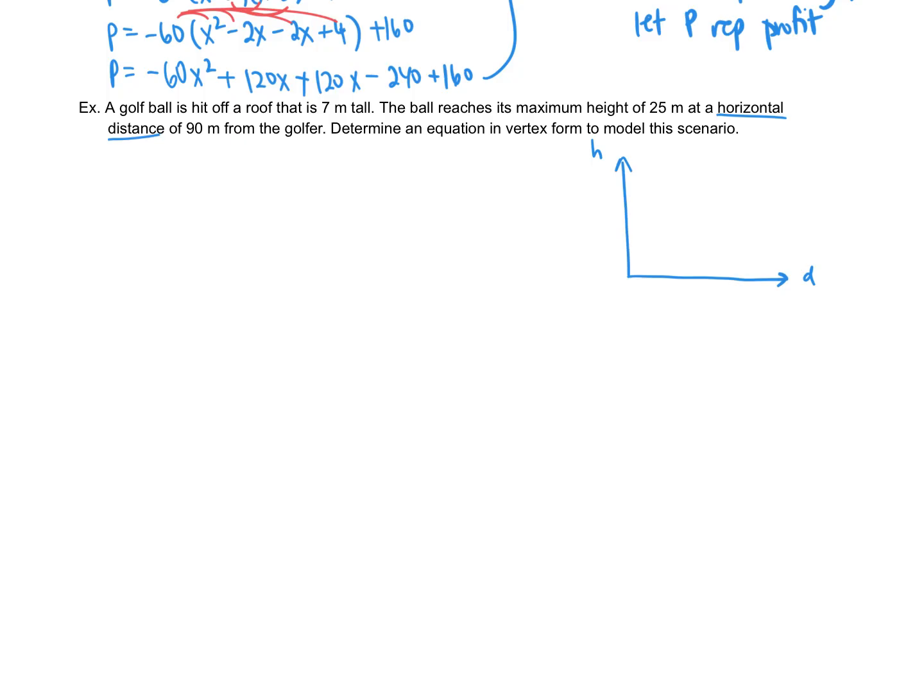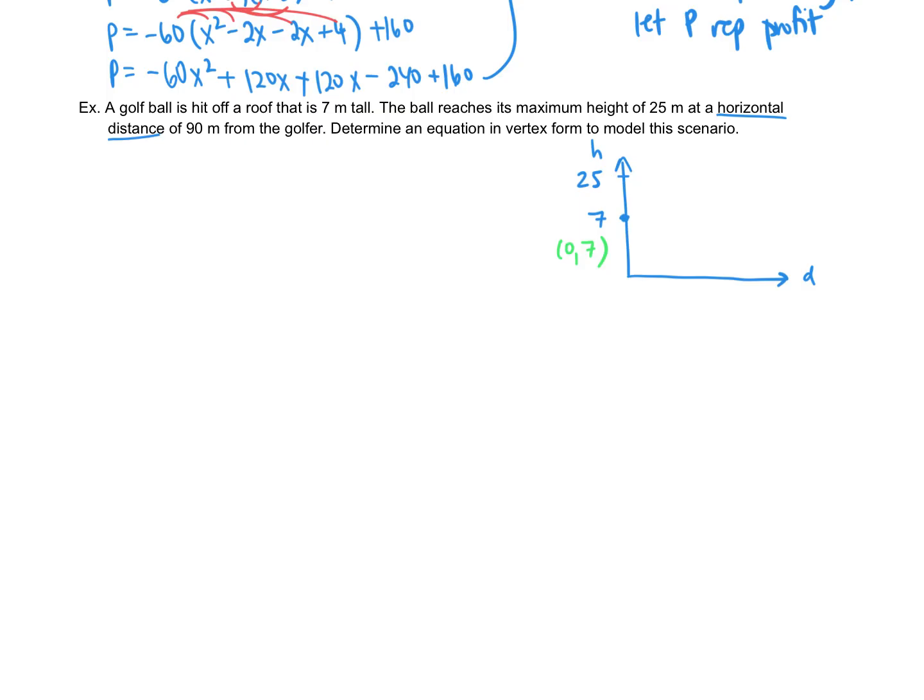Now, the golf ball is hit off of a roof that is 7 meters tall. So that's going to be my initial value, or my y-intercept. That's going to be my little helper coordinate, 0, 7. And now we're told that the maximum height is 25 meters. That is a height. So I'm going to put it on my y-axis, and apologies for my bad scale here.